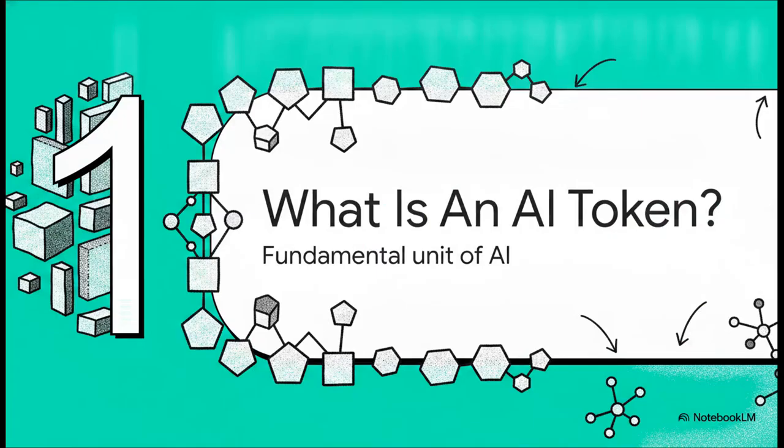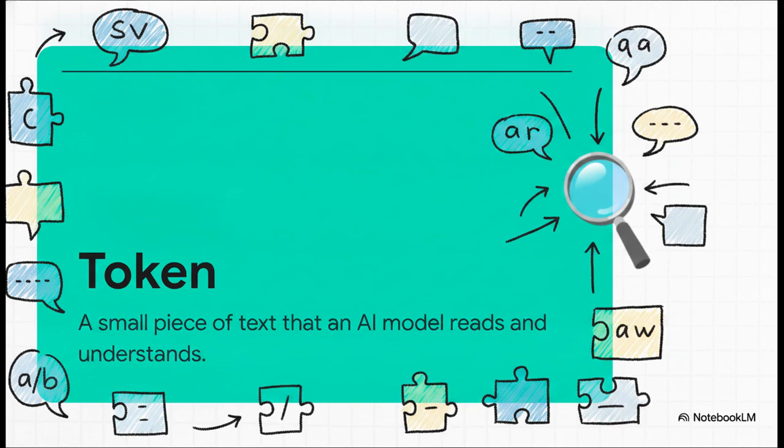All right, Section 1. What is an AI token? It's really the fundamental unit of AI. The crucial point here is that we really shouldn't overcomplicate this concept. A token is simply a small piece of text that an AI model reads and understands. That's it. It acts as the absolute fundamental building block for AI comprehension.